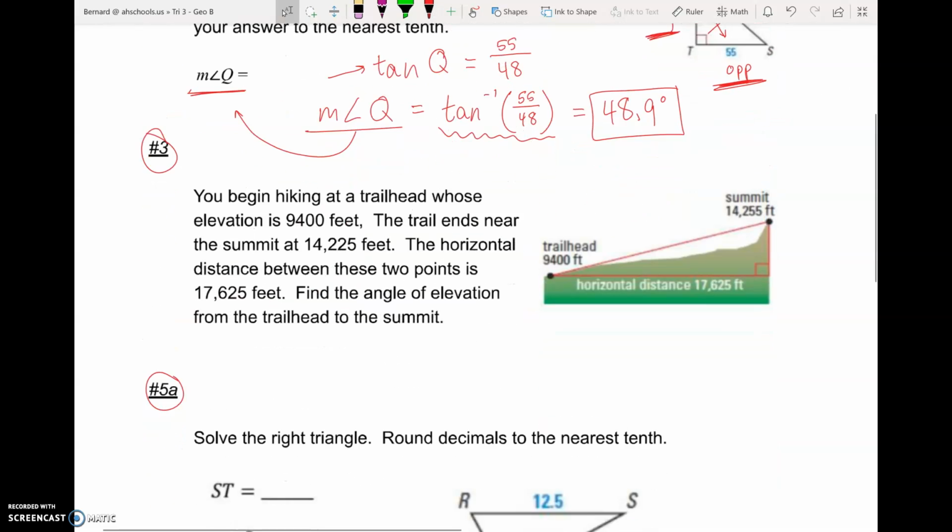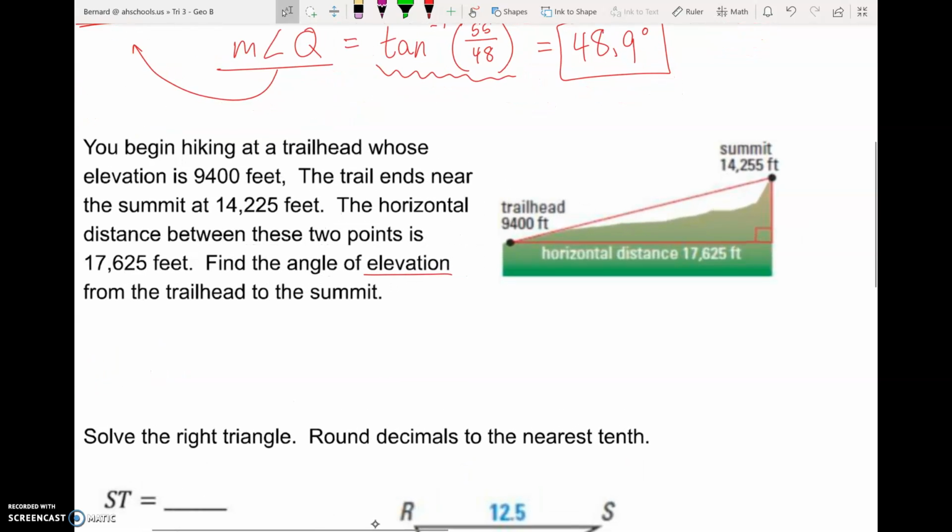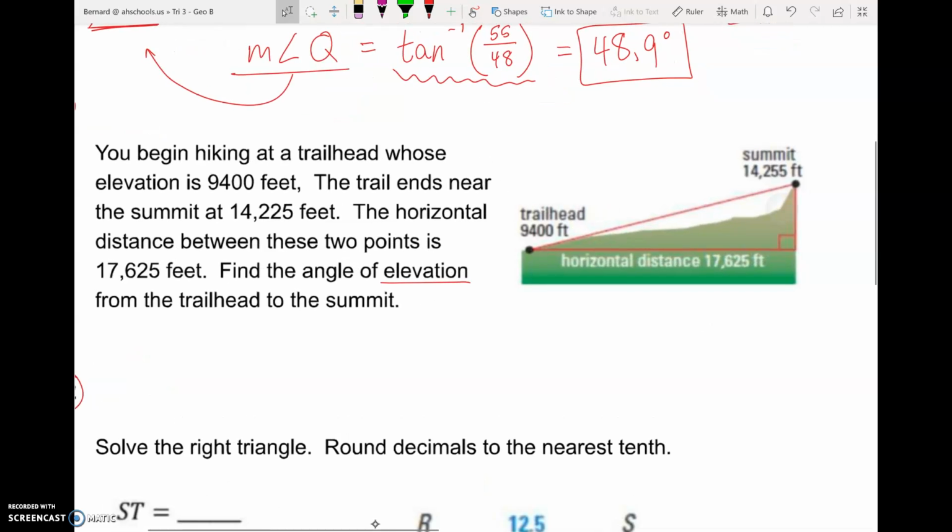All right. This is called an angle of elevation or depression problem. Elevation, right? Really it's the same kind of deal, but we're working with a real world triangle. This is problem number 3. You begin hiking at a trailhead whose elevation is 9,400 feet. That's this point right here, where you start. Your trail ends at the summit of some sort of mountain, and you are 14,255 feet high at that point. The horizontal distance, so horizontal is straight side to side, that's this bottom side of our triangle, is 17,625 feet. We want to know the angle of elevation.